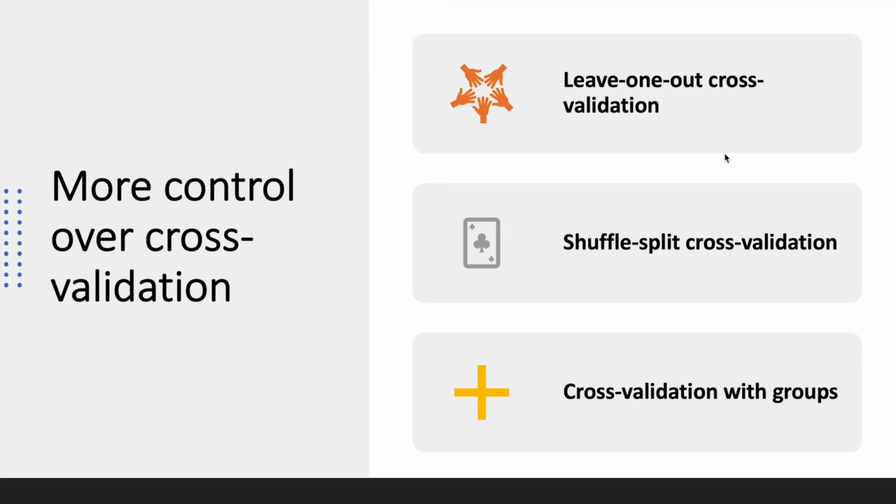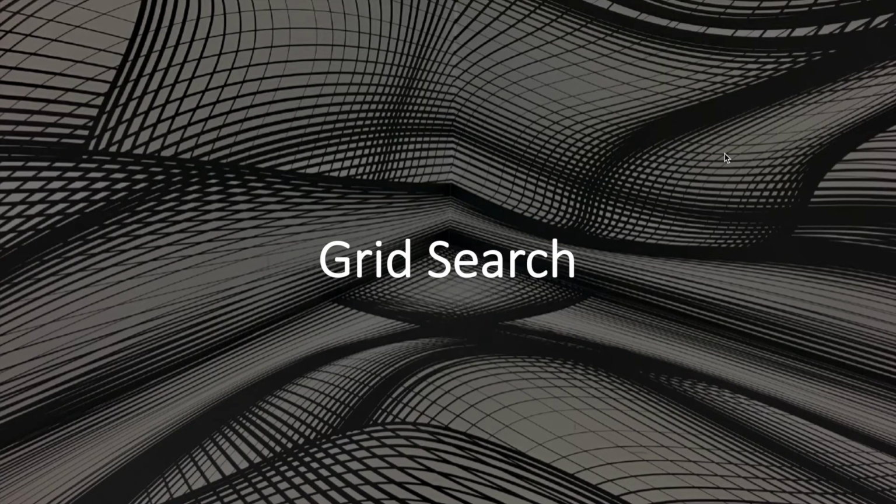There are also more splitting strategies for cross-validation, and you can check them in the scikit-learn manual, but for most cases the standard k-fold, the stratified k-fold, and group k-fold will work, and these are by far the most commonly used strategies.